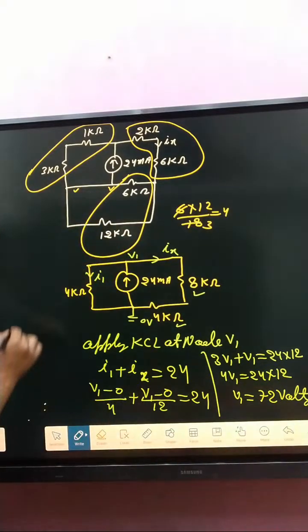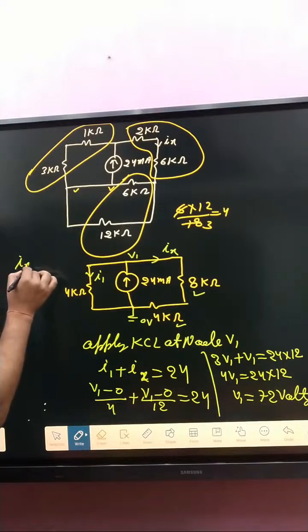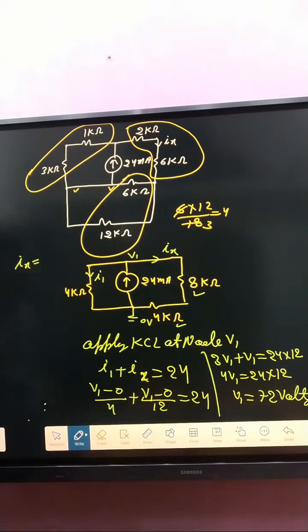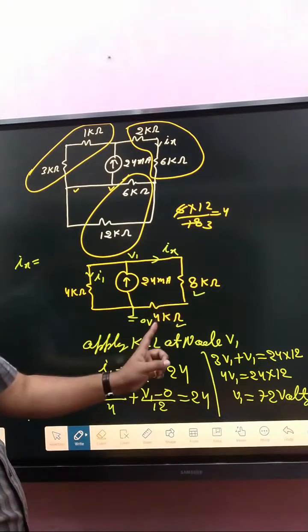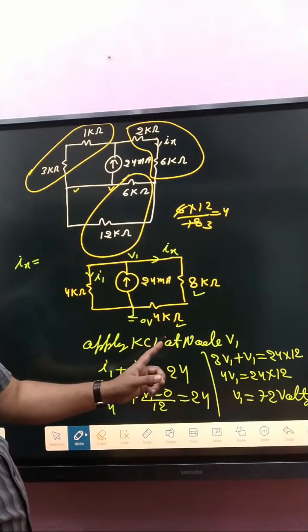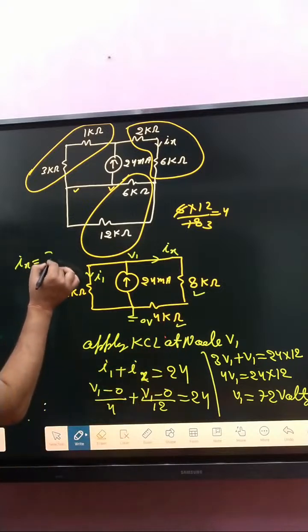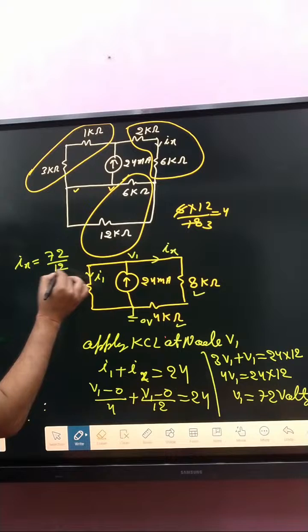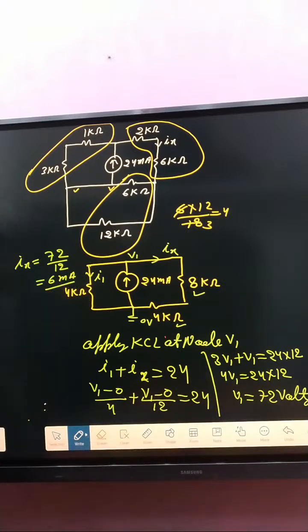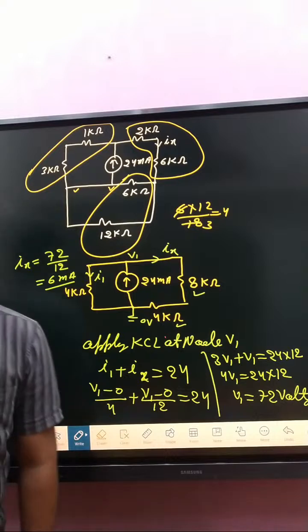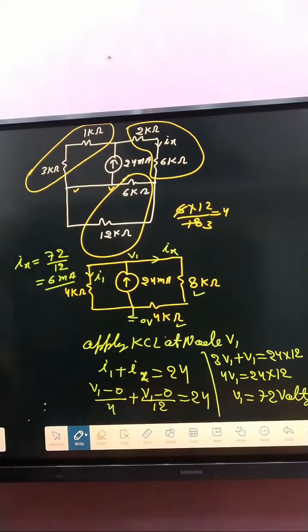And what about Ix? So finally, Ix is written as V1 minus 0 divided by 8 plus 4, that is 12. 72 divided by 12, that is 6 milliampere, which is the right answer. If anyone faced doubt, then tell me, I will explain again.